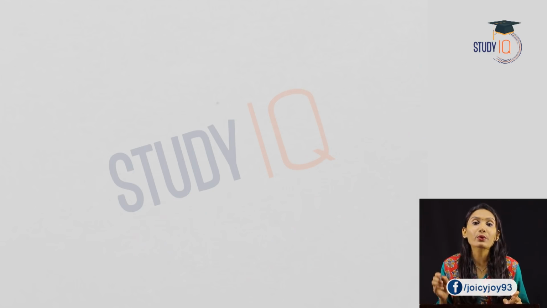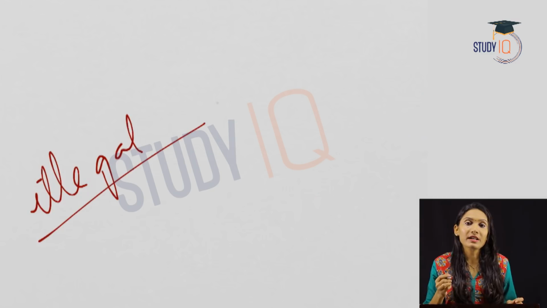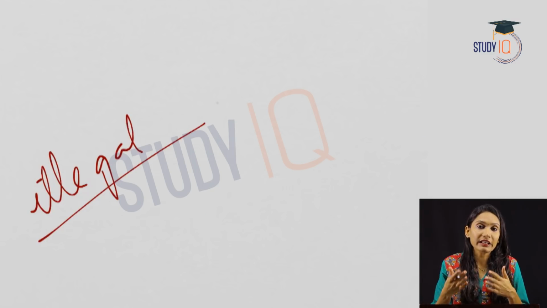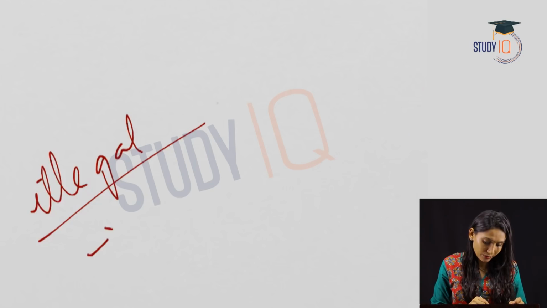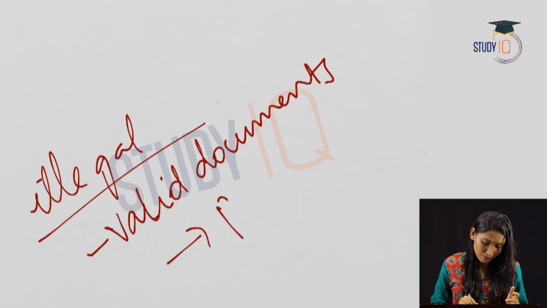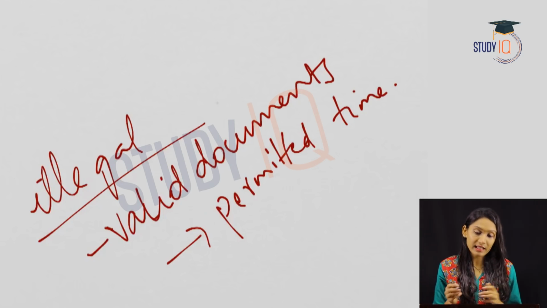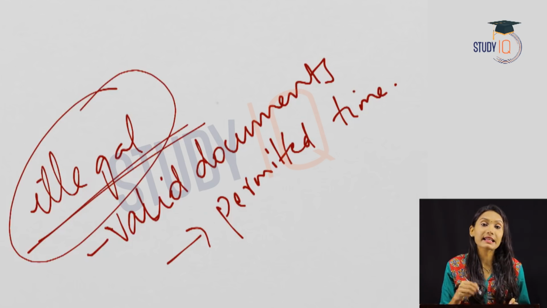You must also know who is an illegal migrant. A person is said to be an illegal migrant if he stays in the country without valid documents, or if he or she stays for more than the permitted time. So, more than the permitted time or without valid documents, we can say that he or she is an illegal migrant.